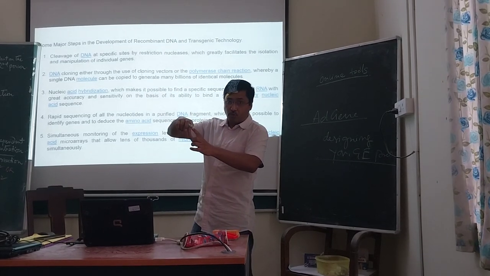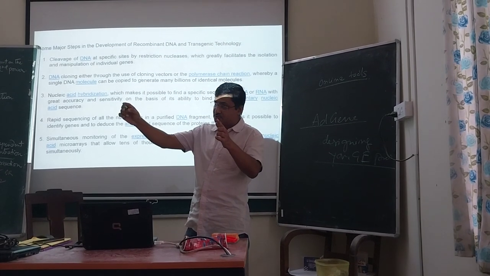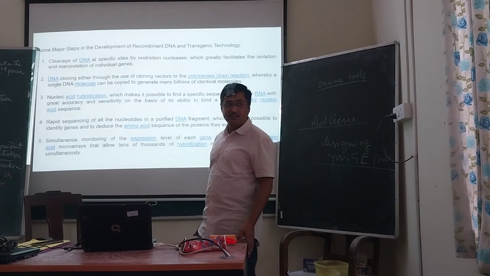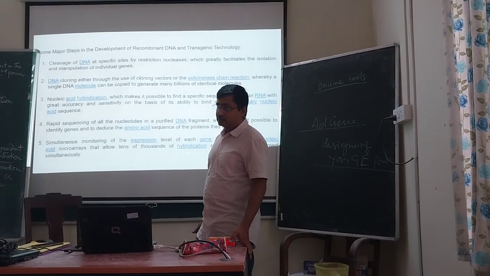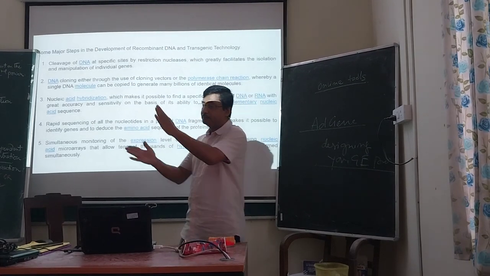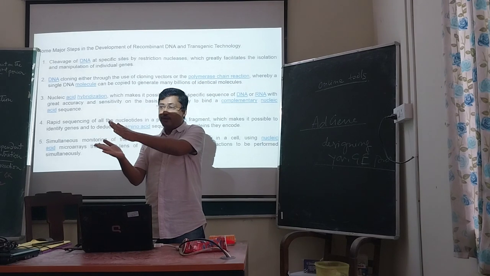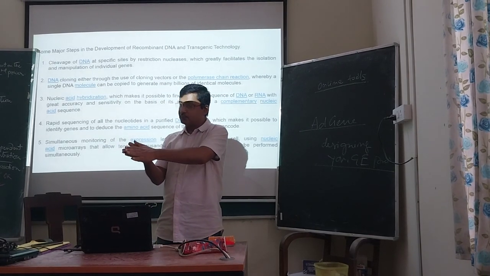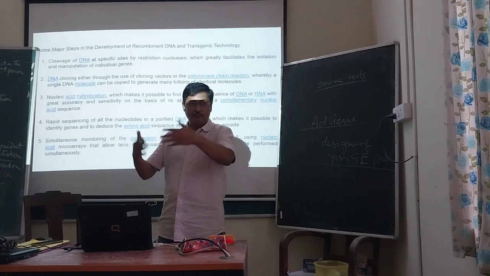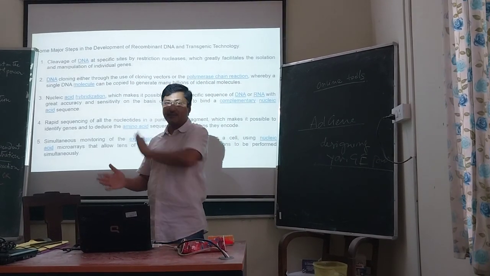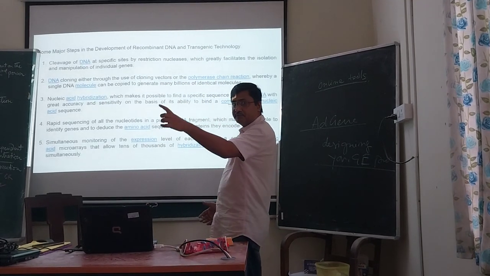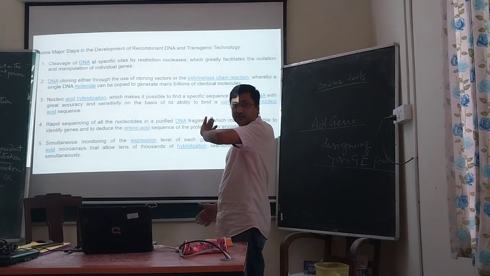Now this probe is basically a sequence of DNA having a fluorescent dye or radioactive label molecule, which can detect where it binds specifically. Where it binds specifically means there has to be complementary base pairing. When there is complementary base pairing, that means that sequence is there. So that's how you prove that our sequence of interest is there in the sample.